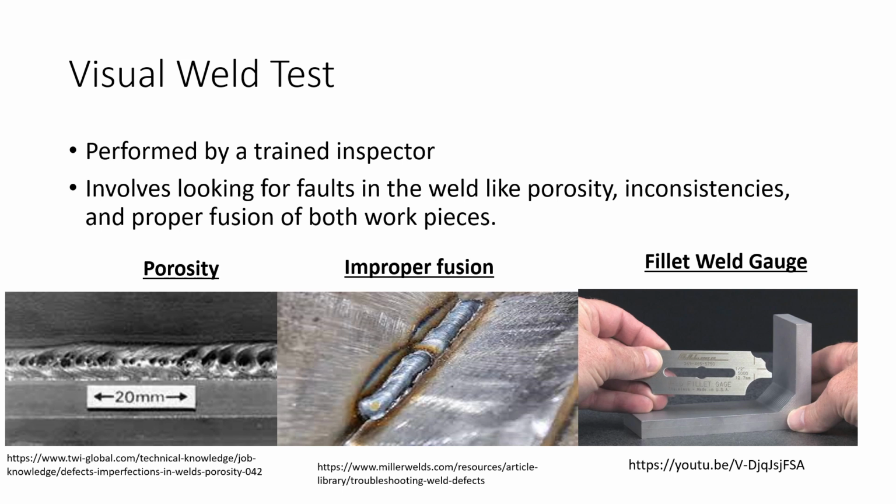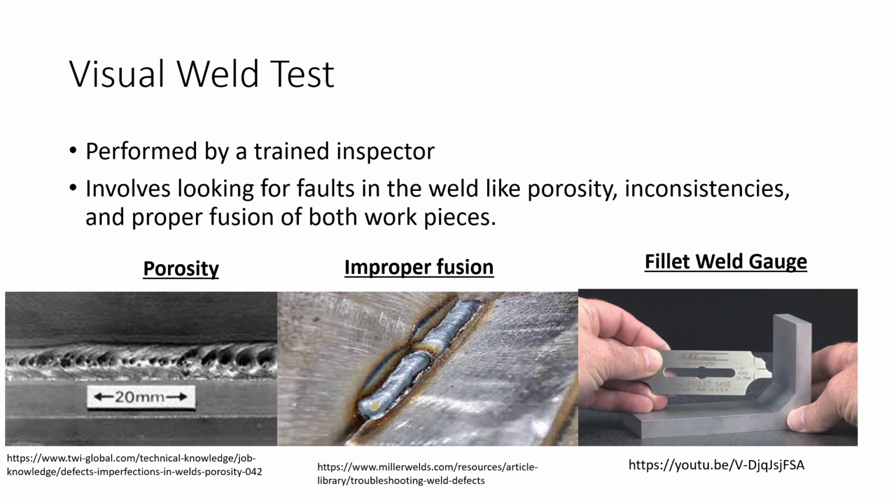Your most common non-destructive test will be a visual weld test. This will always be the first step before testing a piece further. It is performed by a trained inspector and involves looking for faults in the weld like porosity, inconsistent diameter or size of the weld, and proper fusion of both workpieces.